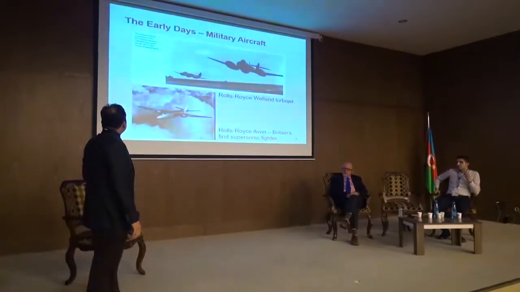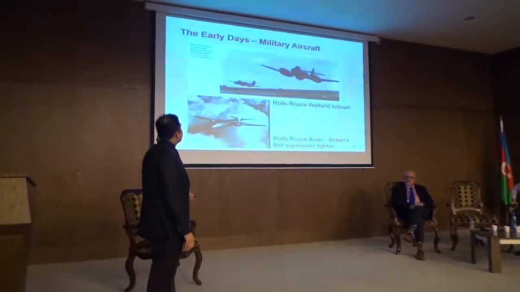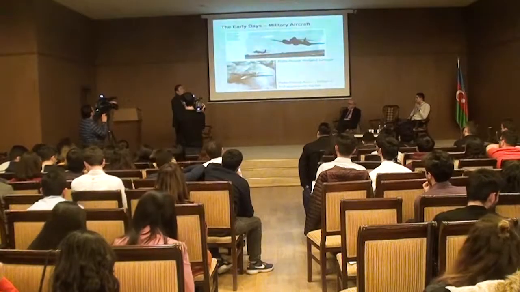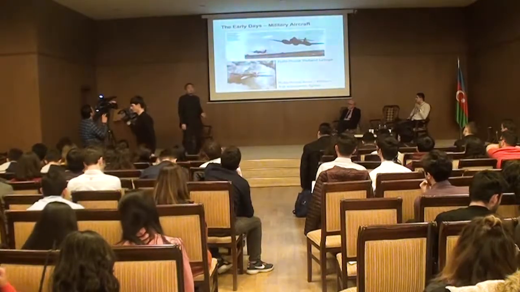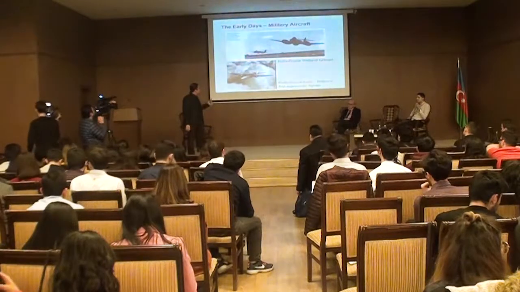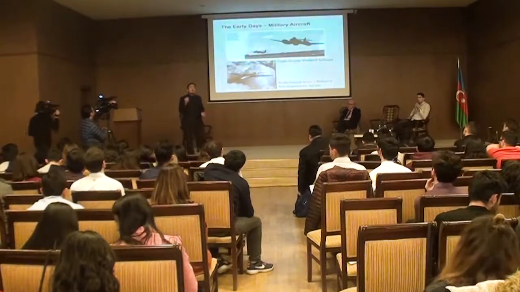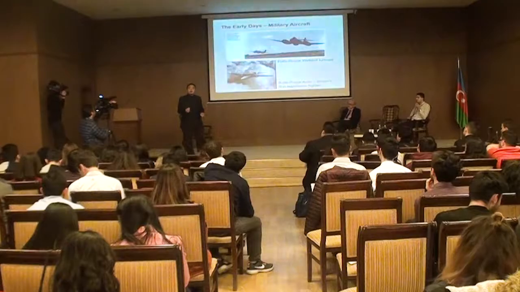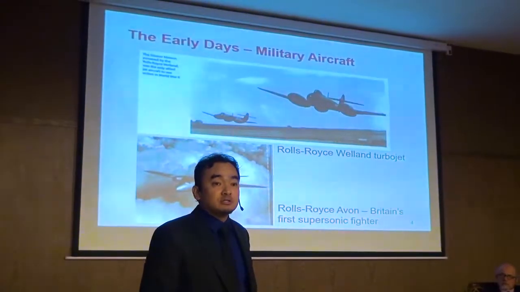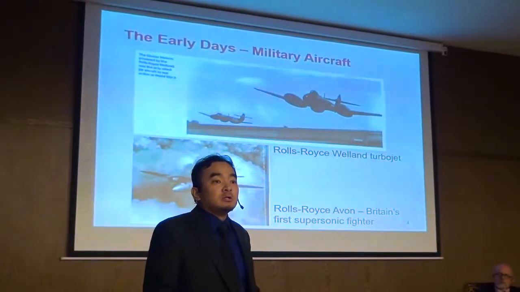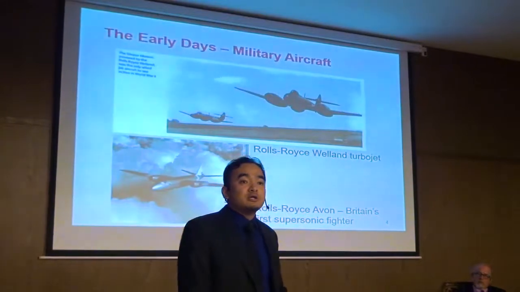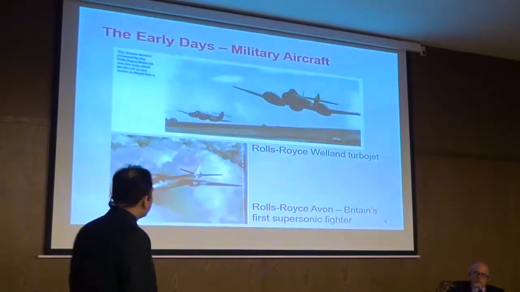So, the Gloster Meteor, in 1943, actually used an engine by Rolls-Royce, the Welland turbojet. It is the only aircraft used by the Allied forces for military advantage. That's perhaps why the speed brought the advantage to the Allied forces during World War II.